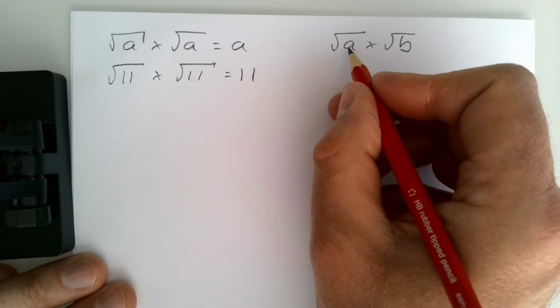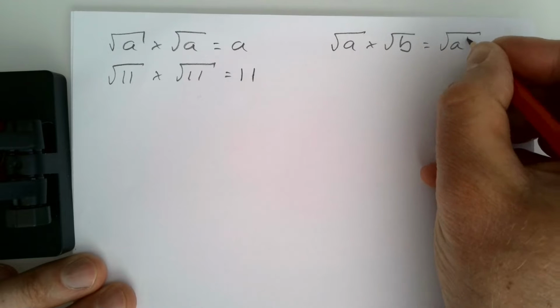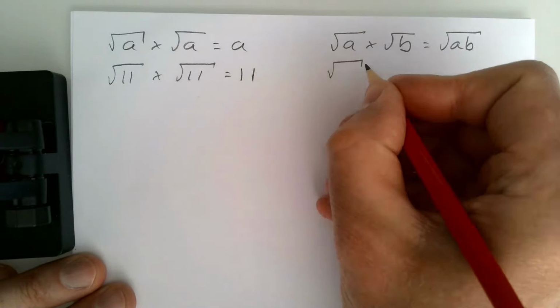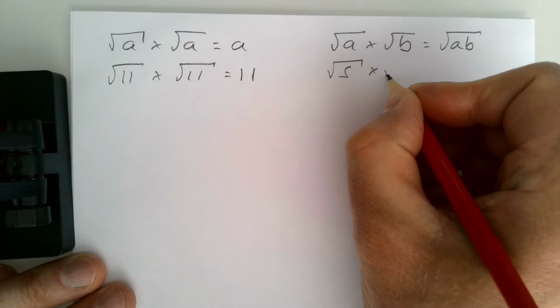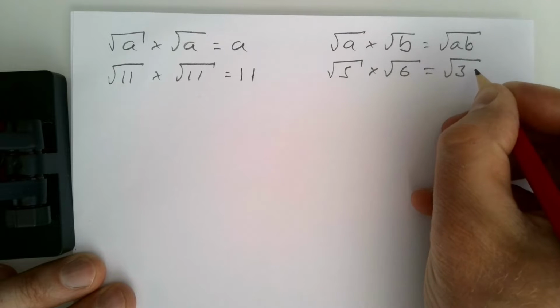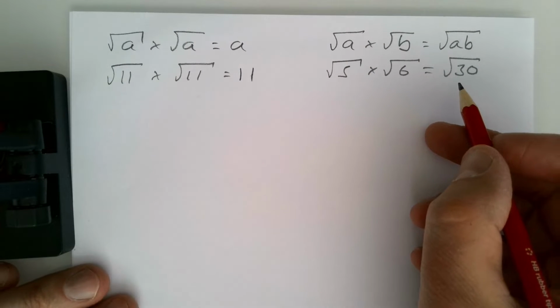If you have the square root of a number times the square root of another number, that's the same as the square root of those two numbers multiplied by each other. Seems a wee bit silly, but it will work for any number. If you have the square root of 5 multiplied by the square root of 6, that's the same as the square root of 30. Again, if you put those numbers into your calculator, they would work out.